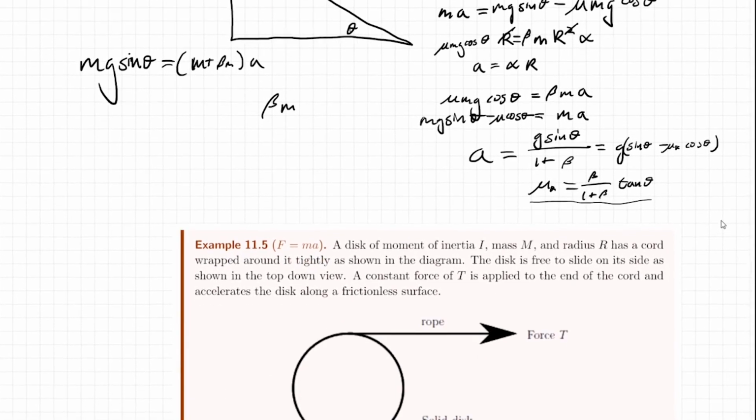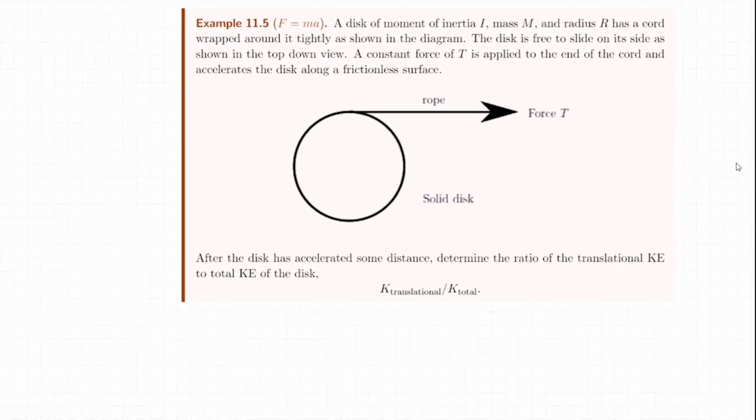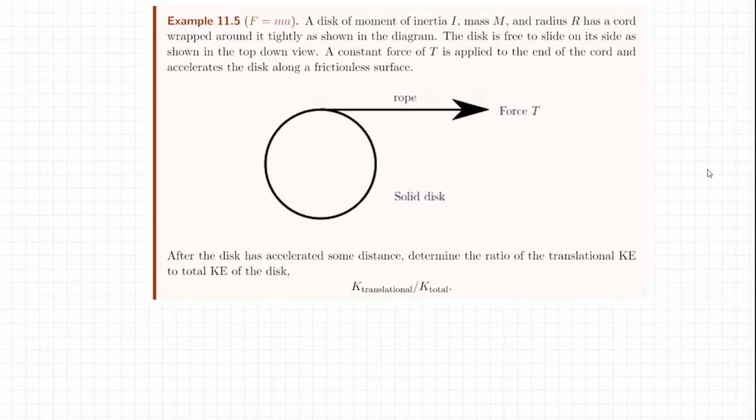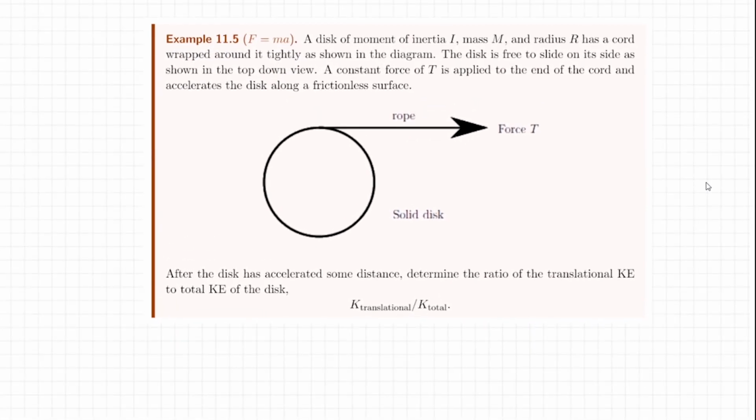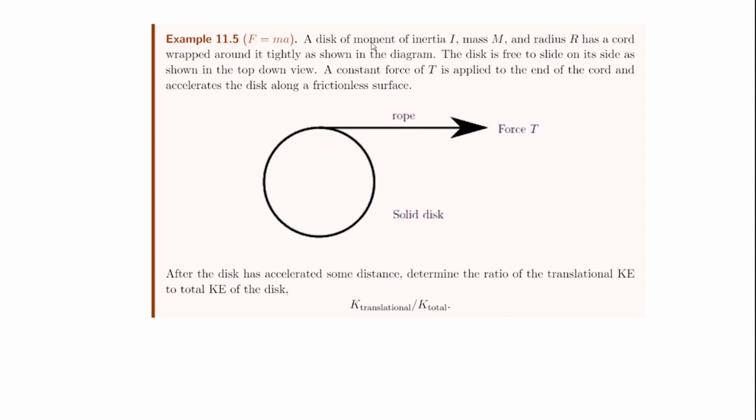Alright, let's move on to the next example. This is also from the F equals ma, and this is going to illustrate the effective mass idea of beta m again. A disk of moment of inertia I, mass m, and radius r has a cord wrapped around it tightly as shown in the diagram. The disk is free to slide on its side as shown in the top-down view. A constant force of T is applied to the end of the cord and accelerates the disk along a frictionless surface. After the disk has accelerated some distance, determine the ratio of the translational kinetic energy to total kinetic energy of the disk.